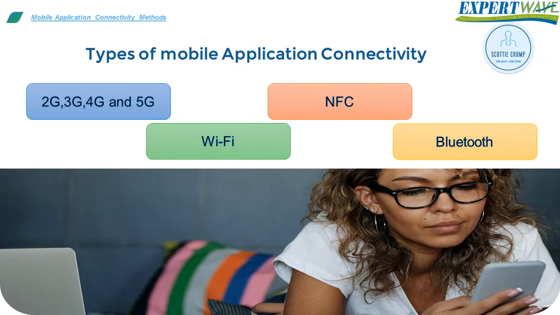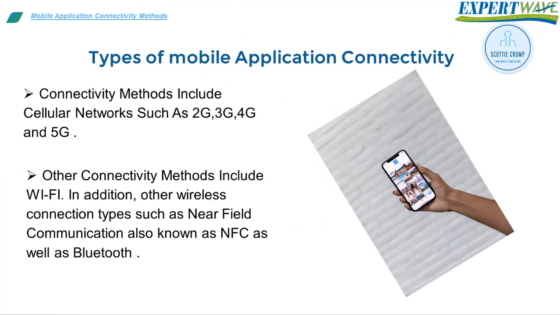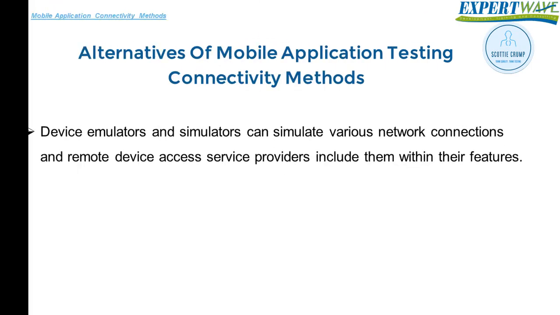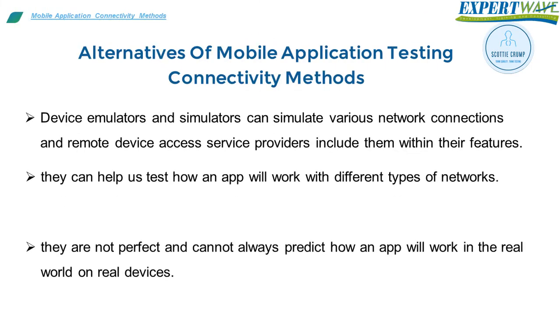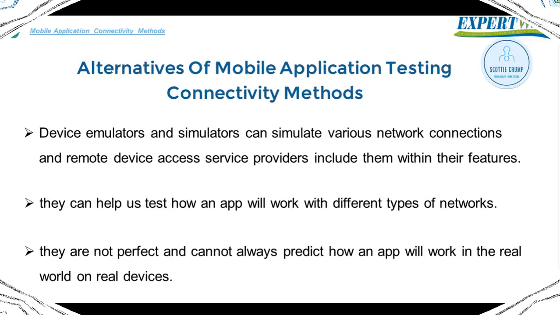In addition, other wireless connection types such as near-field communication, also known as NFC, allow for two devices to connect wirelessly when they are close to each other, as well as Bluetooth. The following alternatives should be considered when performing tests for connectivity.